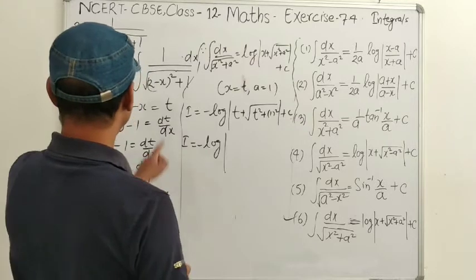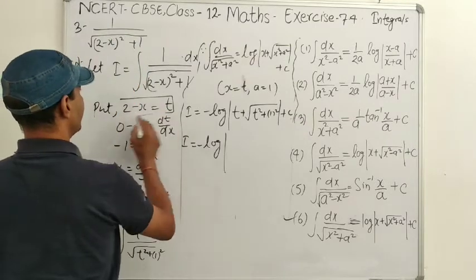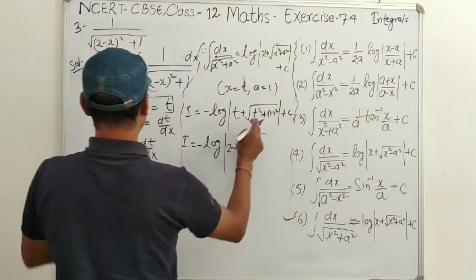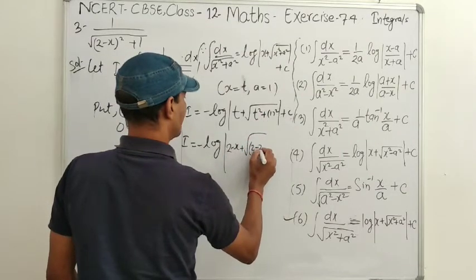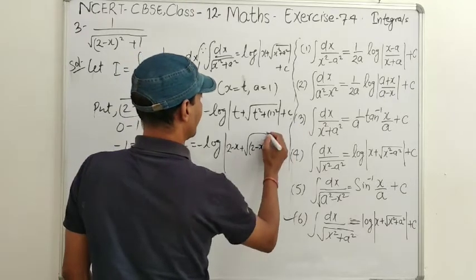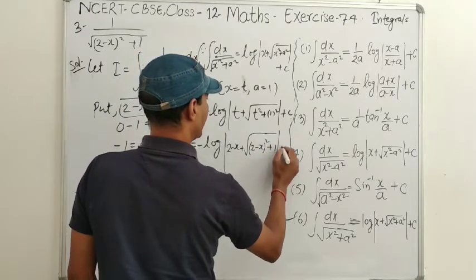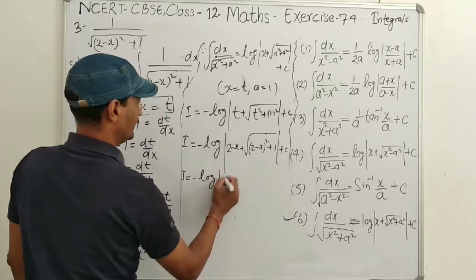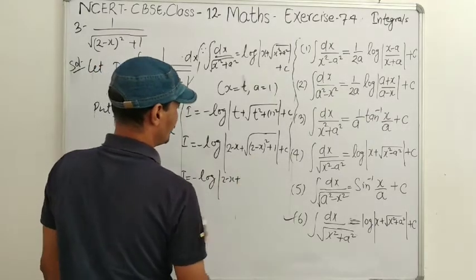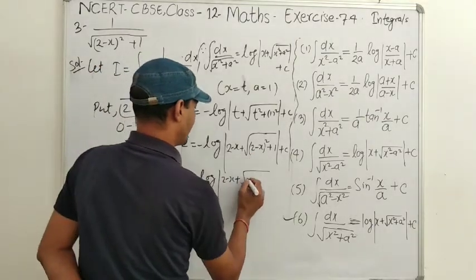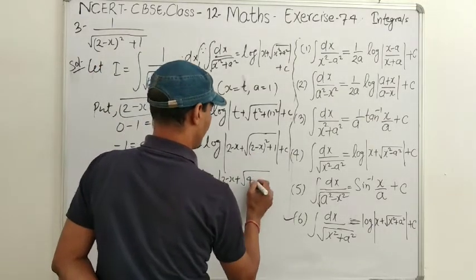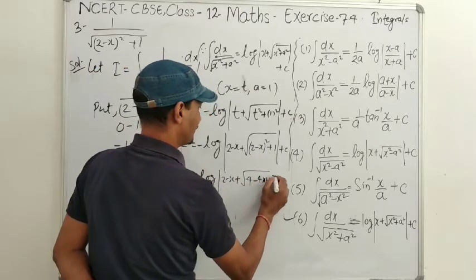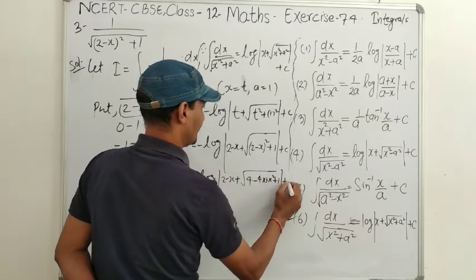What is t? t is 2 minus x. t is 2 minus x plus root over t square, and in the place of t, 2 minus x whole square, 1 square, plus c. So y equals minus log of 2 minus x whole square, which is a square minus 2ab plus b square, so 4 minus 4x plus x square plus 1, plus c.